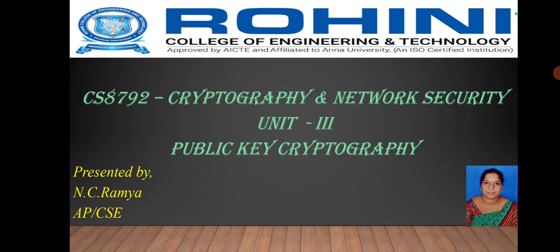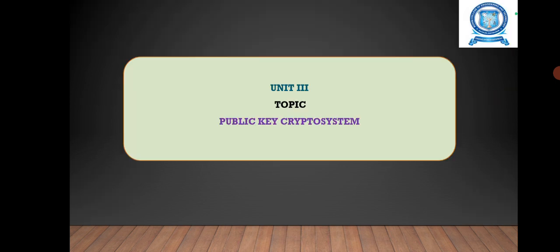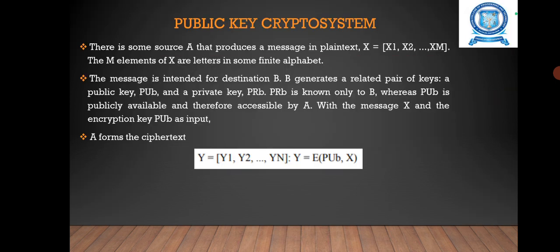Unit 3, topic Public Key Cryptosystem. In a public key cryptosystem, there is some source A that produces a message in plain text X equal to X1, X2, dot dot XM. Here the M elements of X are letters in some finite alphabet. The message is intended for destination B.